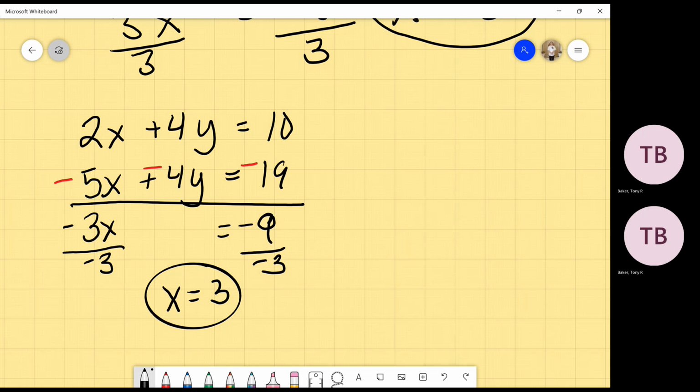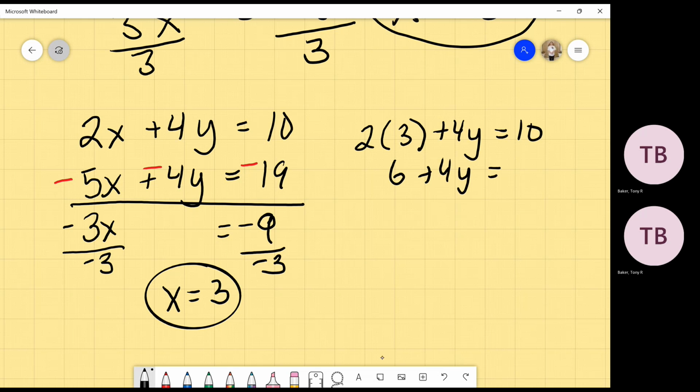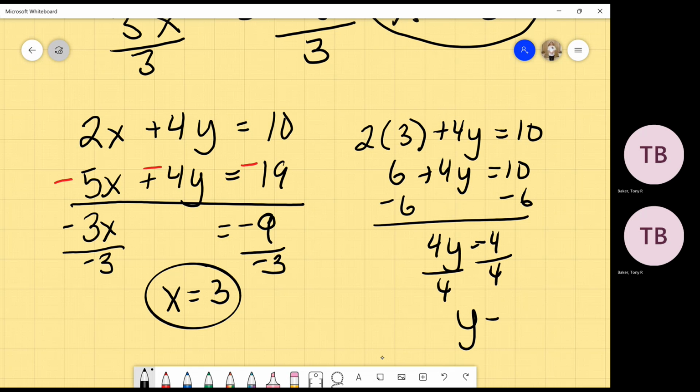And now I take that and plug it back into one of the problems. So we'll do the first one, it has smaller numbers. It doesn't matter. They'll both come out to be the same. So y equals 1 in this case. And that's my answer.